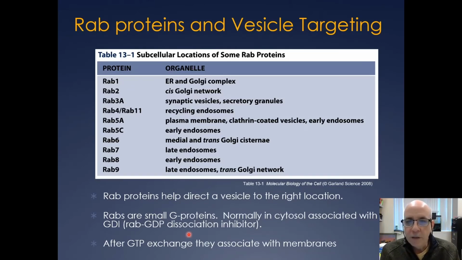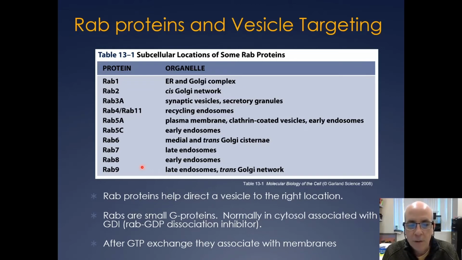Okay, so now on to fusion. So once the vesicle is uncoated, it needs to go on and fuse. And there's a whole series of Rab proteins. These are, once again, small G proteins that are involved in fusion. And the Rab proteins help direct the vesicle to fuse with the right target compartment.